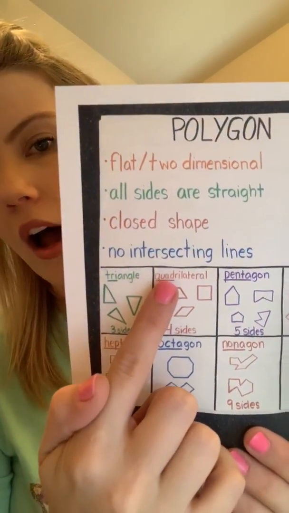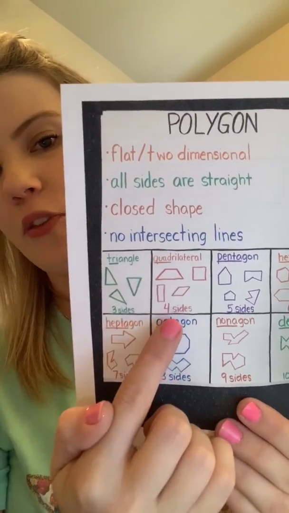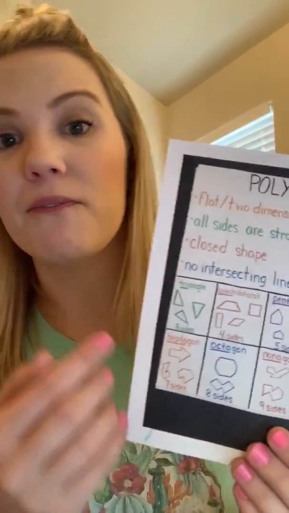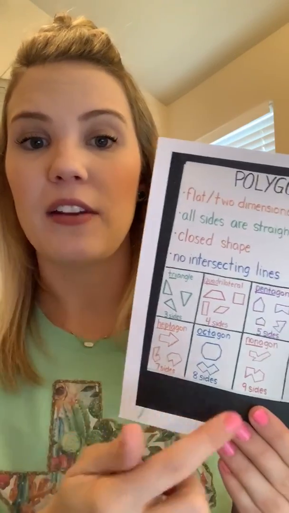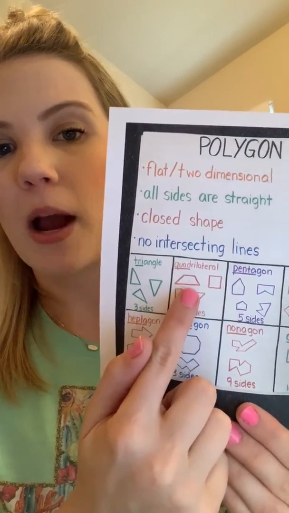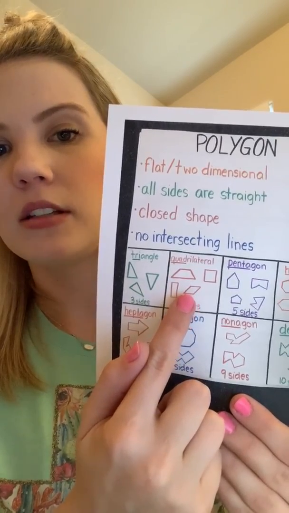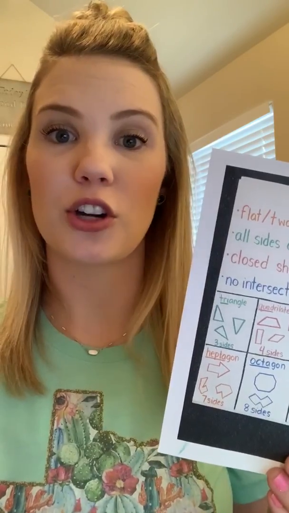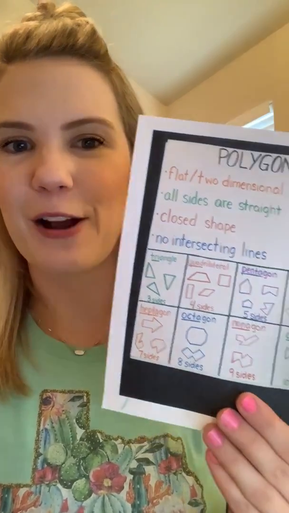Then we have a quadrilateral. Quad means 4, so quadrilaterals have 4 sides. And if you want to know more about quadrilaterals, I have a video on quadrilaterals as well. So these are quadrilaterals. We have 5 different quadrilaterals. Only 4 are pictured here, but we have a square, a trapezoid, a rhombus, a rectangle, and a parallelogram. And like I said, all of those are in my quadrilateral video.